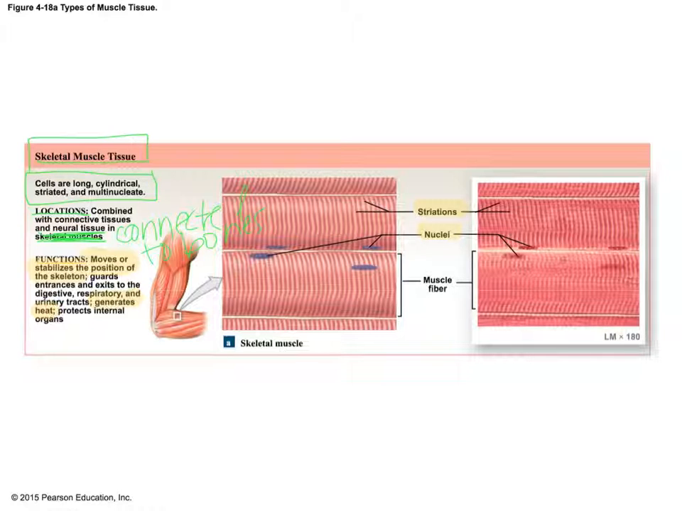nuclei. Do we have to do a lab over this? What is happening? What's wrong with labs?